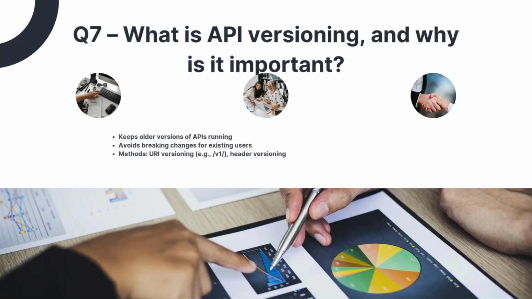This question tests your awareness of long-term maintenance. Say that API versioning lets you introduce new features without breaking existing clients. For example, you can have v1 and v2 of an API running at the same time. Common methods include versioning in the URL or headers.